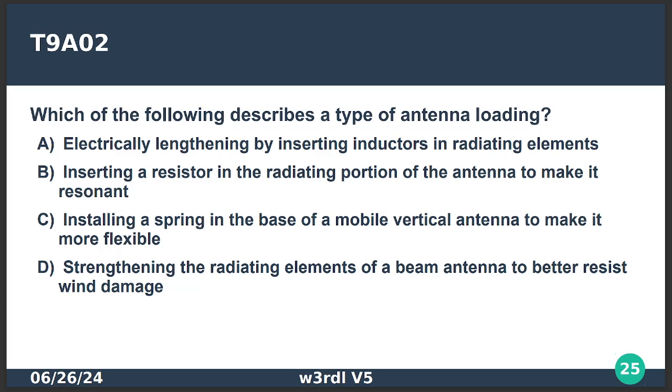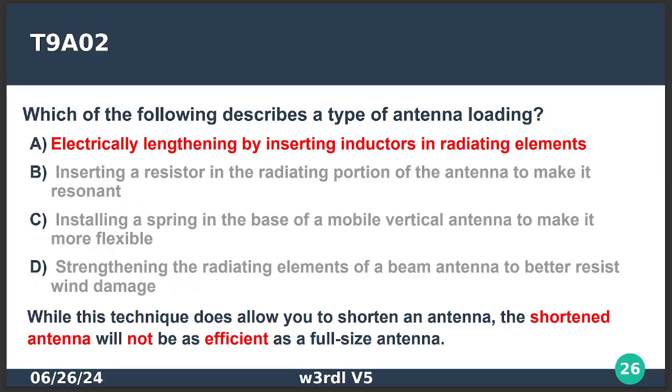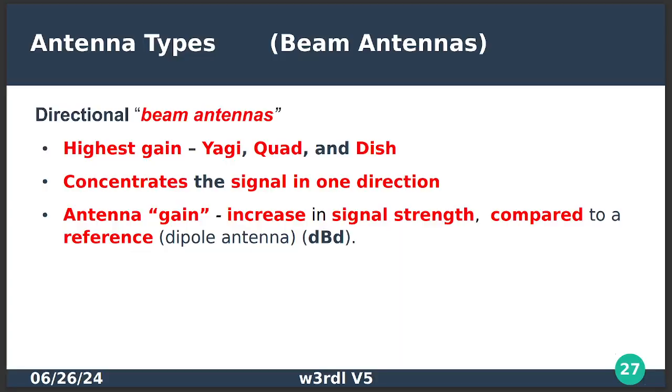Okay, inserting a resistor is a no. Installing a spring at the base of a mobile vertical antenna to make it more flexible is a no. Strengthening the radiating elements of a beam antenna to better resist wind damage, that would be a no. So by default, A. By inserting inductors, well, it is in the radiating element. It's at the base of the radiating element, right? All right, so the answer was A. Everybody was right except for me.